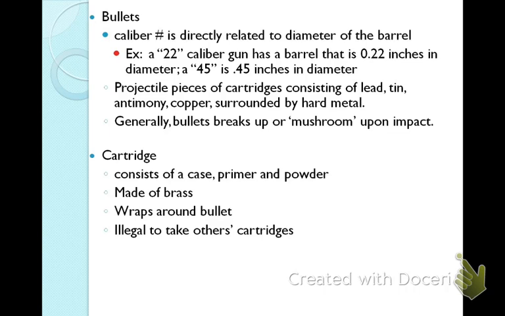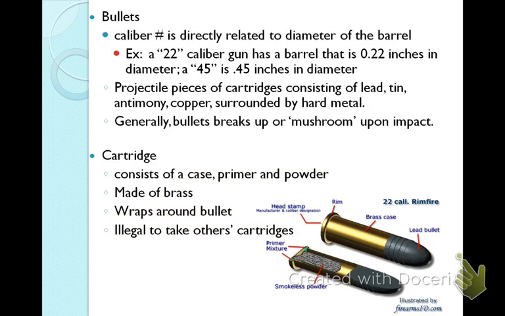Then you have the cartridge. The cartridge consists of a case, primer, and powder made of brass. It wraps around the bullet, and it's illegal to take others' cartridges. This is a picture of a cartridge and a bullet together. The bullet's made of lead. It's a softer metal that's up in the front. And then you have a brass case behind it. If you take a cross section there, you have smokeless powder inside the brass case, inside the cartridge, and then the primer mixture is at the butt, at the back end of the cartridge.